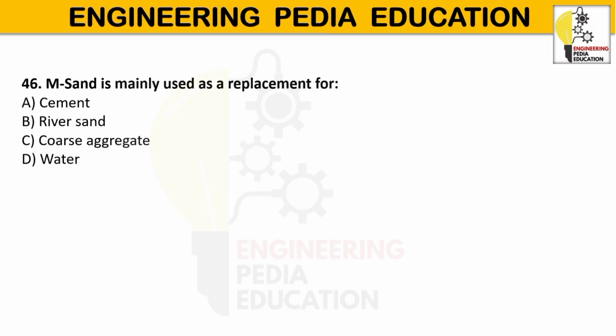M sand is mostly used as replacement for cement, river sand, coarse aggregate, water. So the correct answer is river sand. M sand is produced by crushing hard rock and widely used as substitute for natural sand in RCC work, concrete production, masonry work, plastering with suitable grading. M sand is used as replacement for natural sand as fine aggregate in concrete and mortar work.